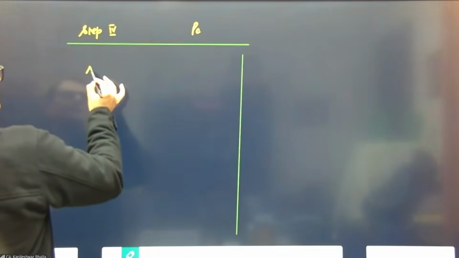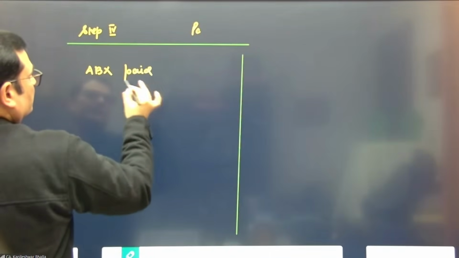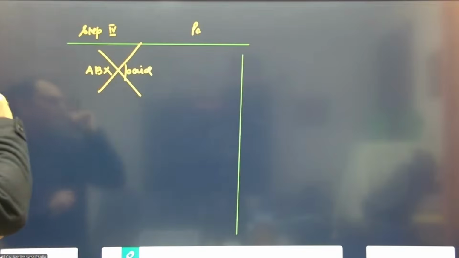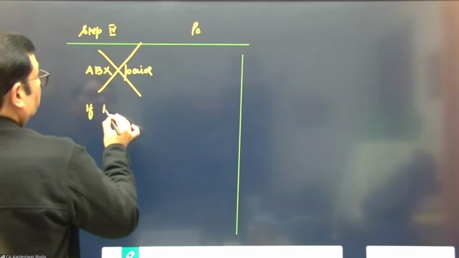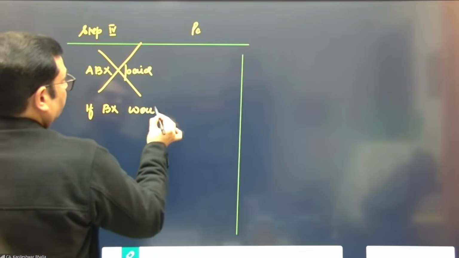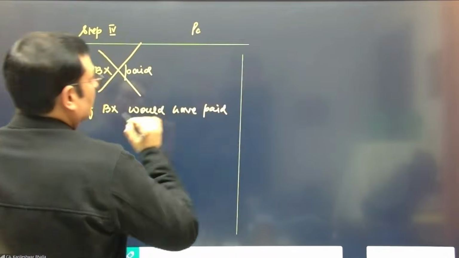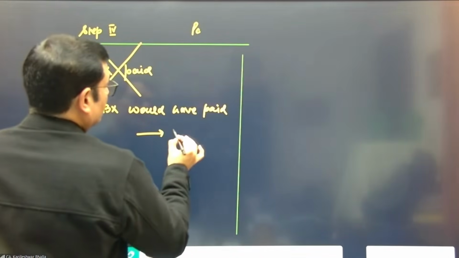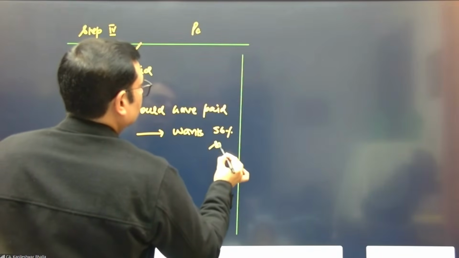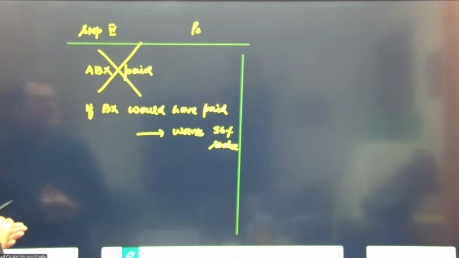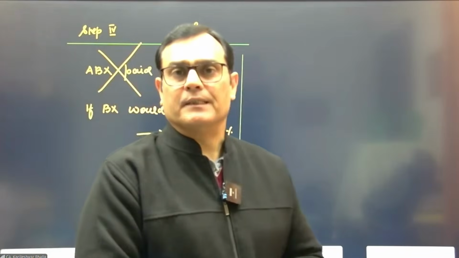So we know that the consideration is paid by ABX. ABX paid the consideration, but I will not consider what consideration ABX paid. We are going to consider if BX would have paid. If BX would have paid, I want to calculate, and the assumption is that he wants a 56% stake in the new company. So how much would he have paid if he wanted a 56% stake in the company?